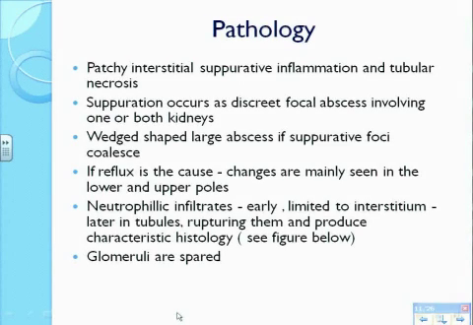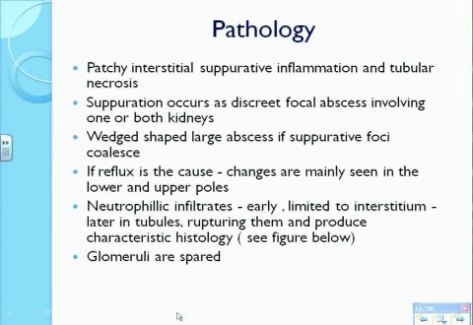You get wedge-shaped large abscesses if the suppurative foci coalesce. And that's not a good sign, because then what happens to the blood supply to that area? It's not any good, so you can't get the antibiotics to work there. If you don't get blood flow to the infection site, it won't work. That's why we actually have to drain these things.